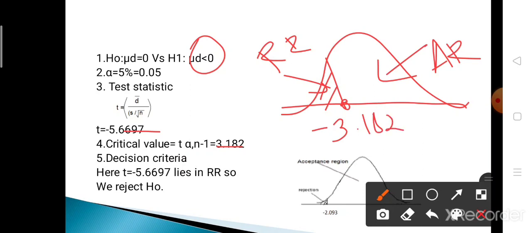So this value minus 5.6697 lies in which region? This minus 5.6697 is less than minus 3.182, that is, this test statistic lies in the rejection region, so we reject H0. So our conclusion is to reject H0, that is accept H1, and here H1 is mu d is less than 0. So this is the paired T test.